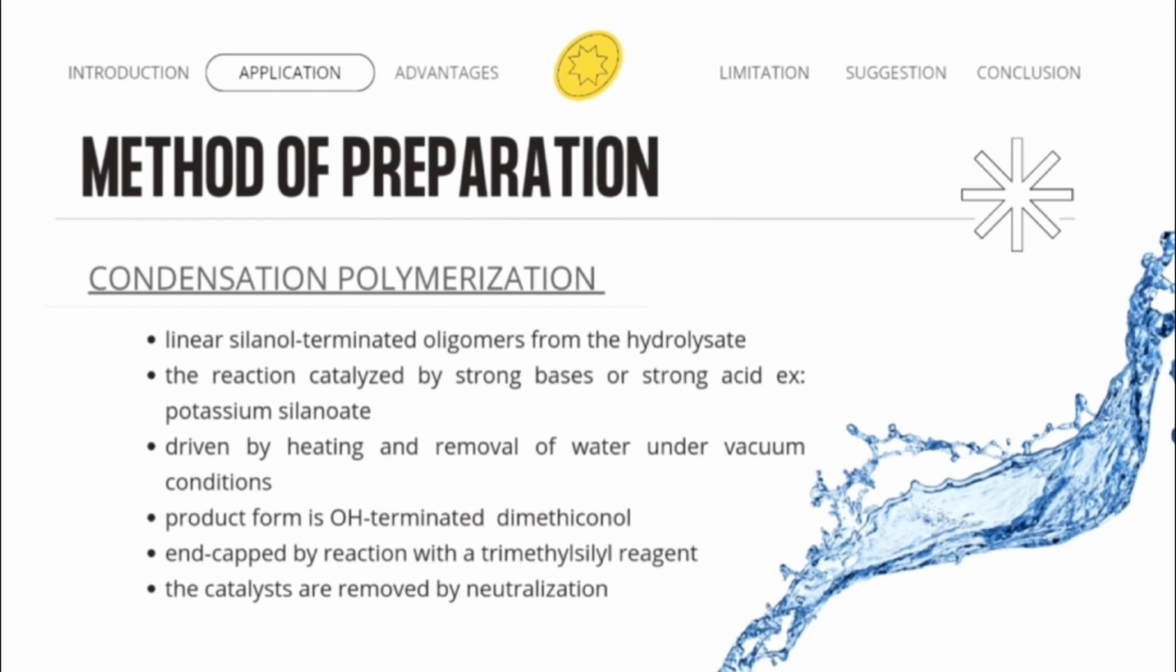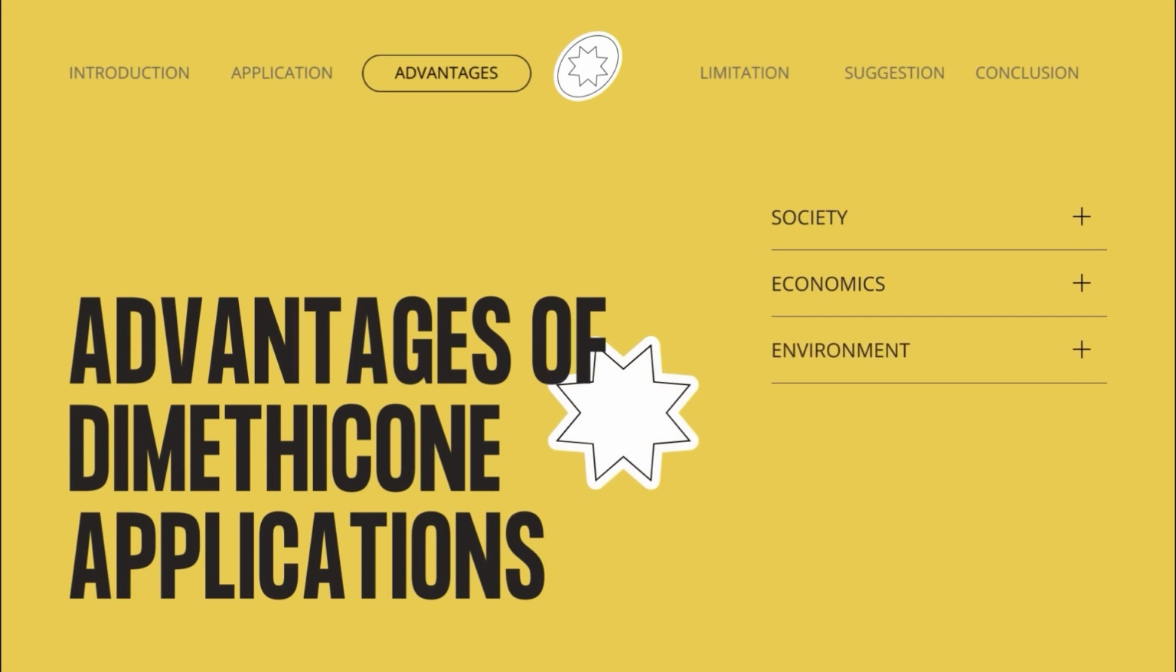As a product of the condensation reaction, in hydroxyl-terminated dimethicone, the resulting polymer must be end-capped by the reaction with a trimethyl reagent. Upon completion of the polymerization reaction to produce dimethicone, the catalysts are removed from the product by neutralization. This process is very critical to ensuring the stability of the final product. Dimethicone is indeed beneficial to the community, academics, and environment.